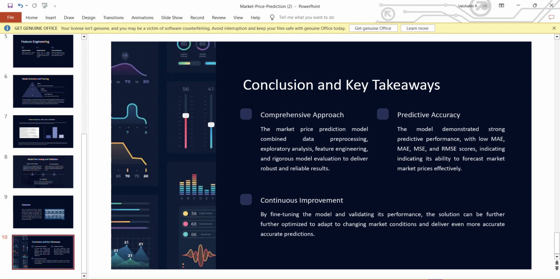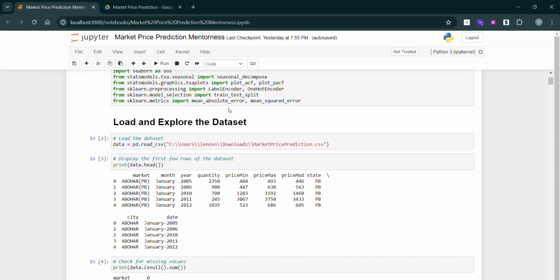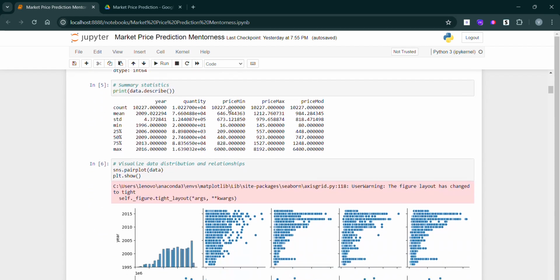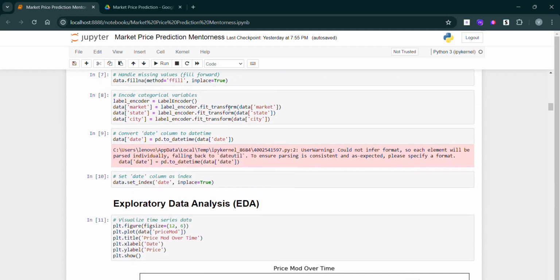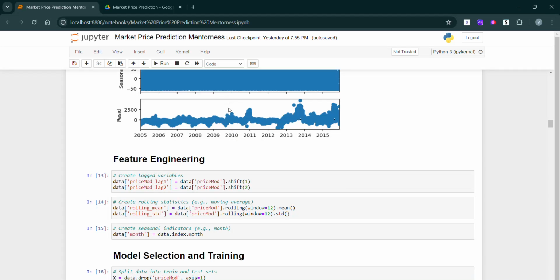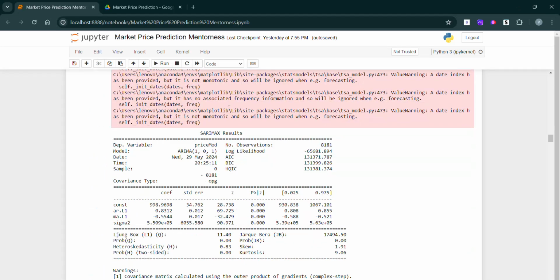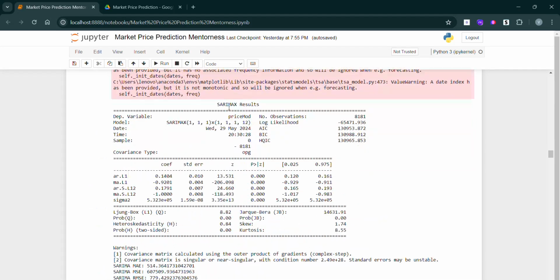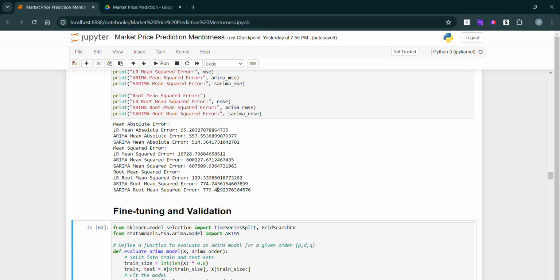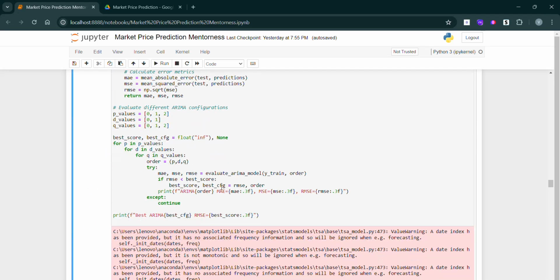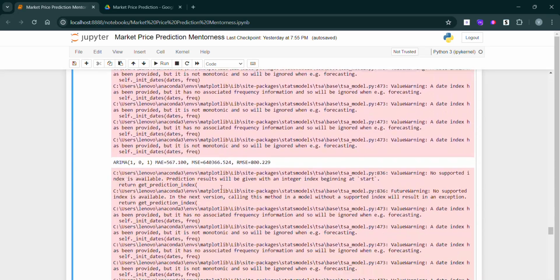And this is the model I have created. We have imported the necessary libraries, loaded and explored the data set, and applied the data pre-processing method, here the EDA method, and the feature engineering, model selection and training. These are ARMA, SARMA, and the linear regression model, and the model values, and the fine-tuning and validation for many values of ARMA and SARMA.